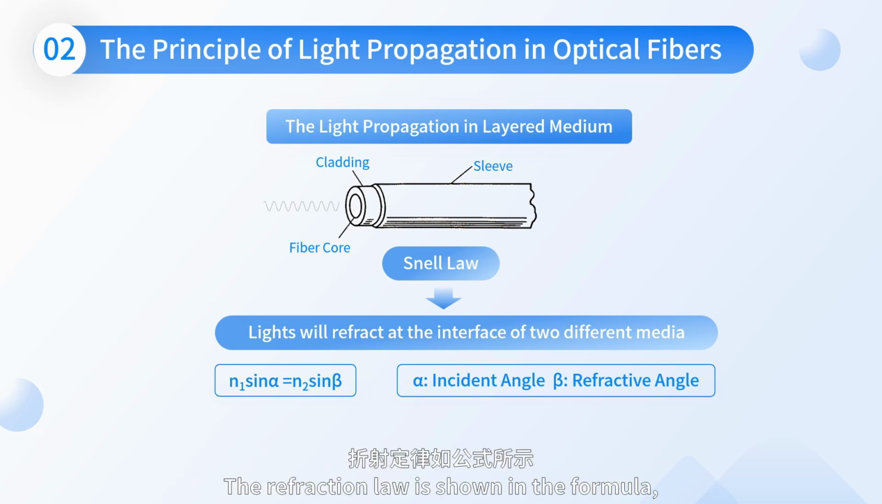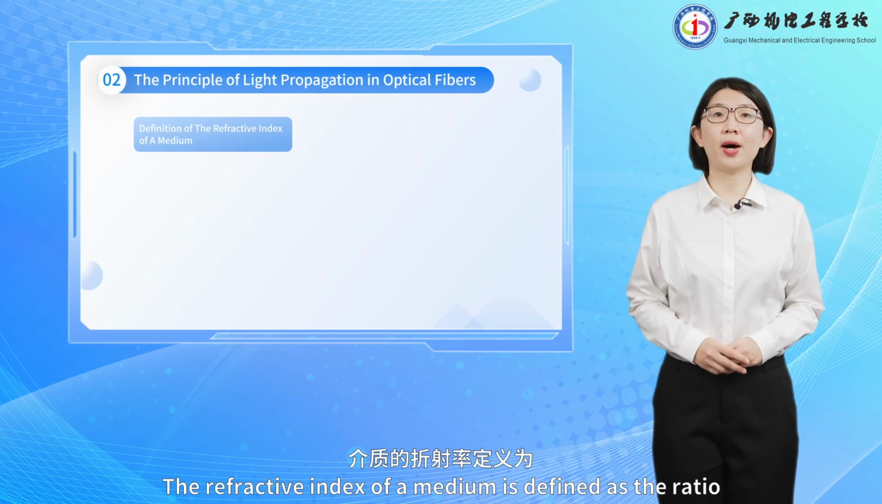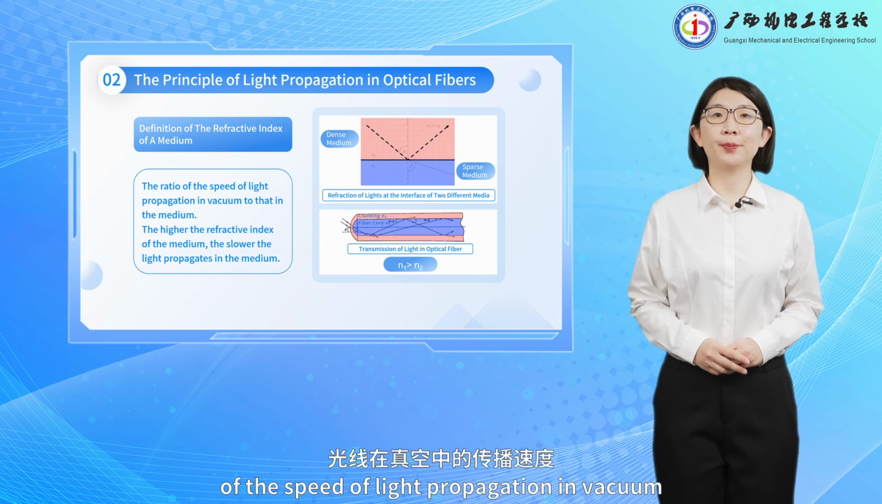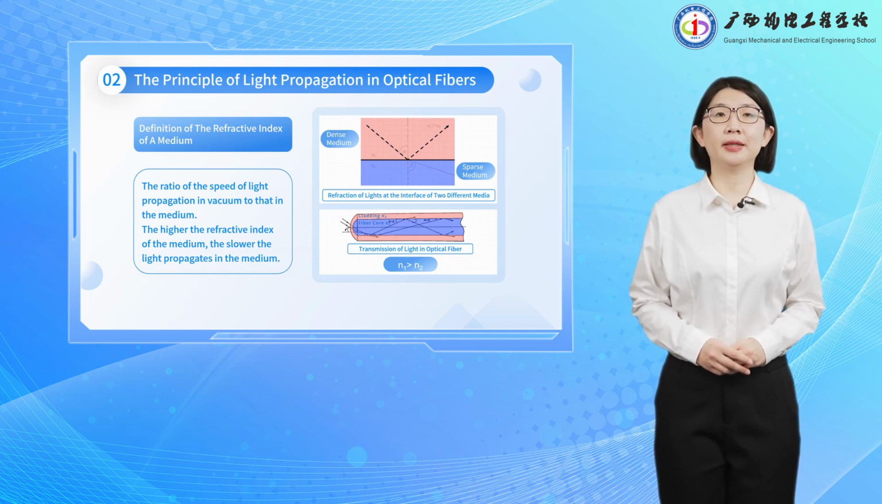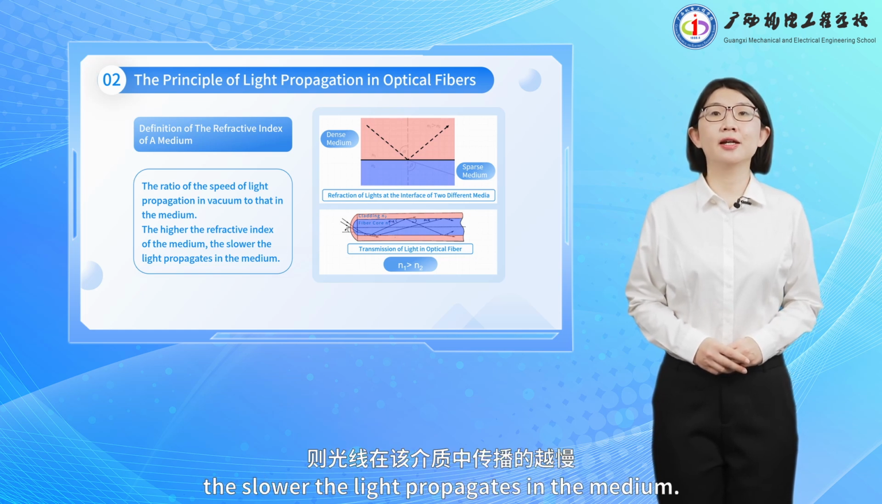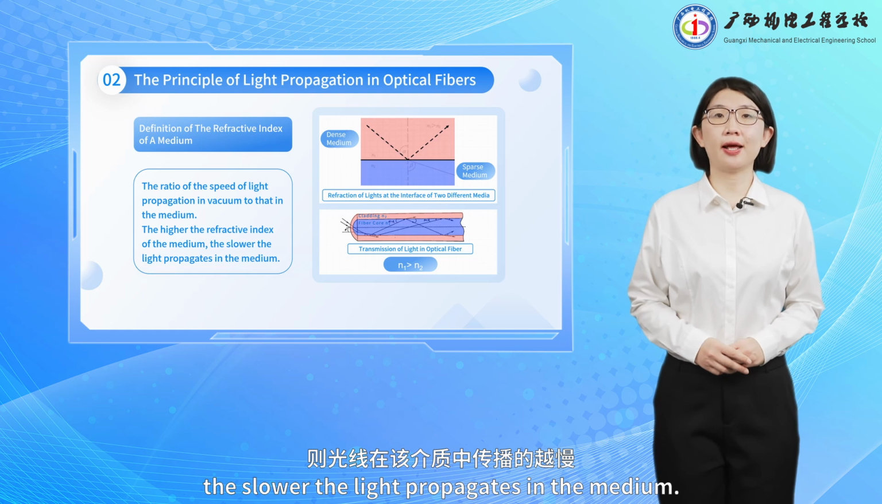The refraction law is shown in the formula, in which alpha and beta indicate the incident angle and refractive angle respectively, and N1 and N2 represent the refractive indices of medium 1 and medium 2 respectively. The refractive index of a medium is defined as the ratio of the speed of light propagation in vacuum to that in the medium. The higher the refractive index of the medium, the slower the light propagates in the medium.